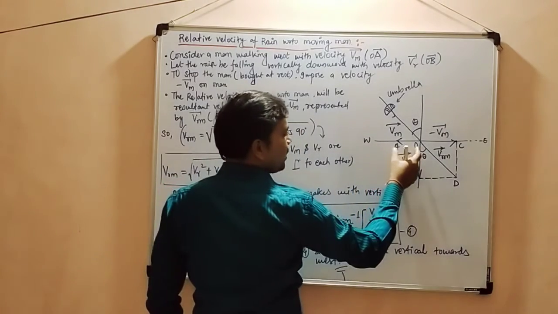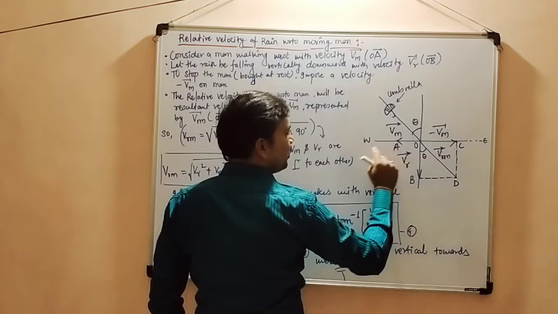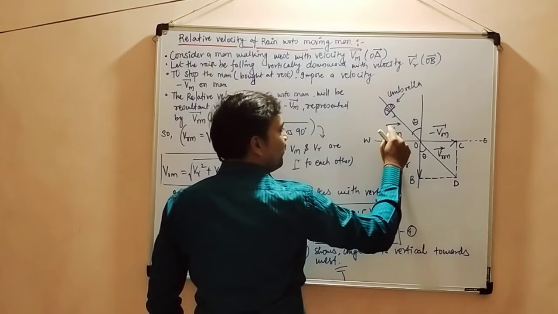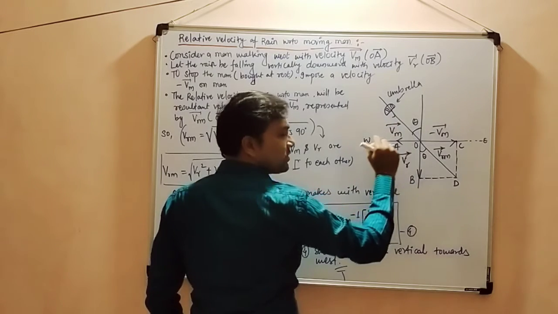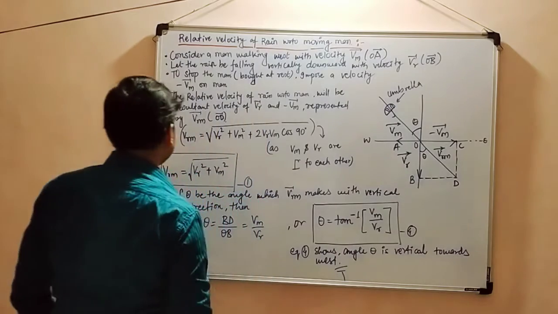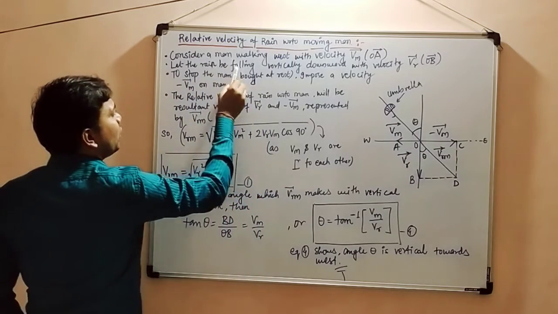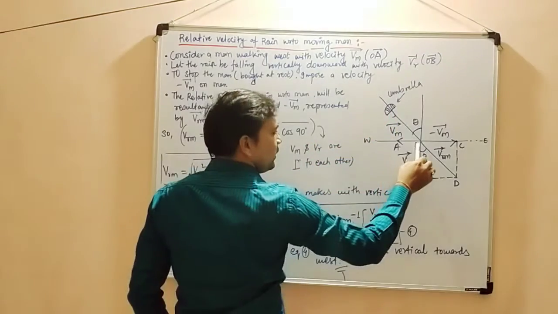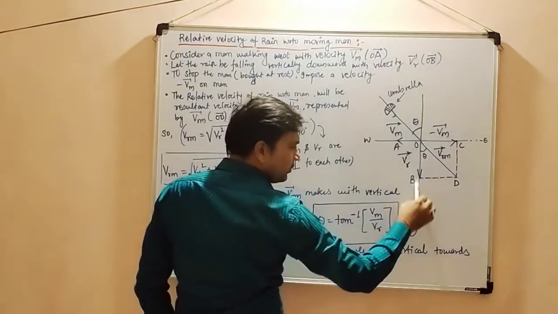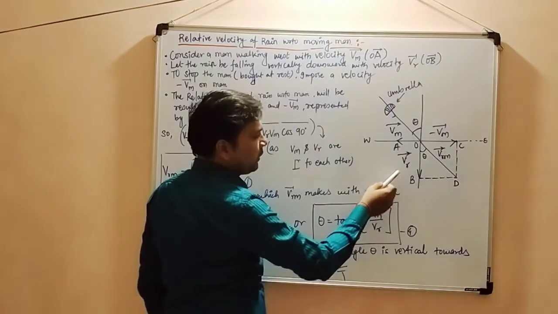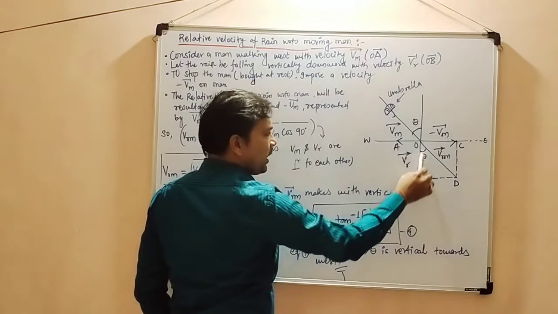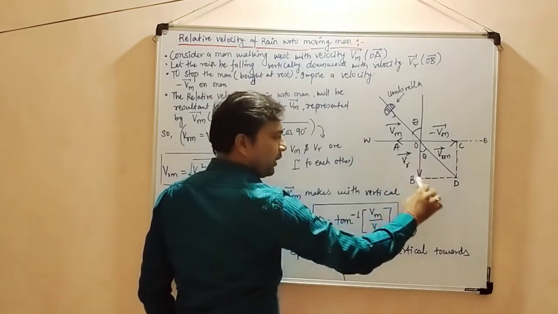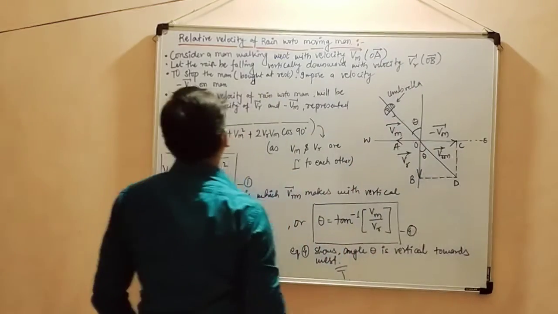So how much has he covered? He has covered the distance O to A. So the velocity is given by vector Vm. This M stands for man. Let the rain be falling vertically downward with velocity vector Vr, OB vector. So rain is falling down with velocity vector Vr. तो OB के respect में जो आ रहा है, this is the velocity of rain falling down vertically.